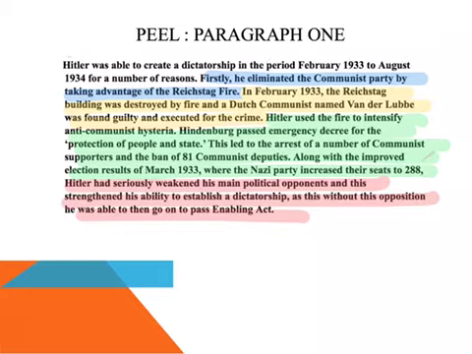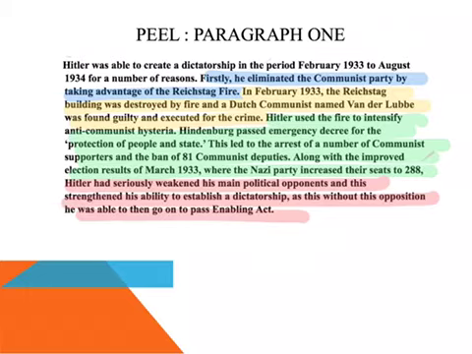There's the point. In February 1933, the Reichstag building was destroyed by fire, and a Dutch communist named van der Lubbe was found guilty and executed for the crime. There's the evidence. Hitler used the fire to intensify anti-communist hysteria. Hindenburg passed an emergency decree for the protection of people and state. This led to the arrest of a number of communist supporters and the ban of 81 communist deputies. Along with the improved election results of March 1933, where the Nazi Party increased their seats to 288. There's the explanation.